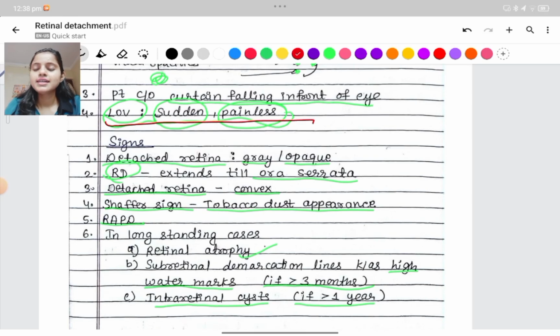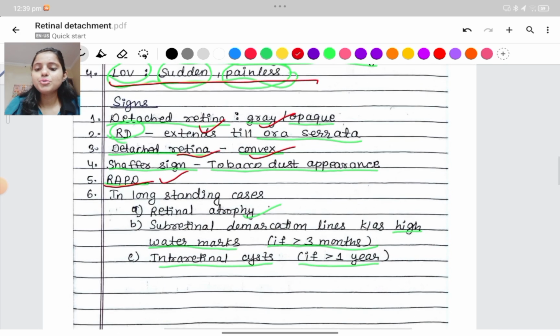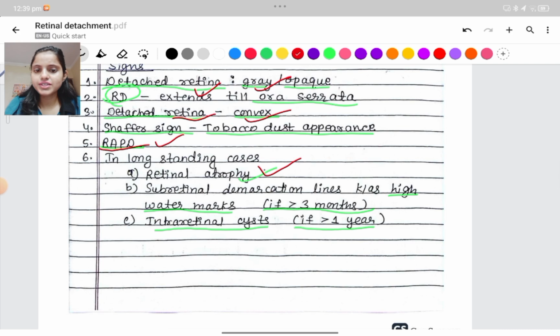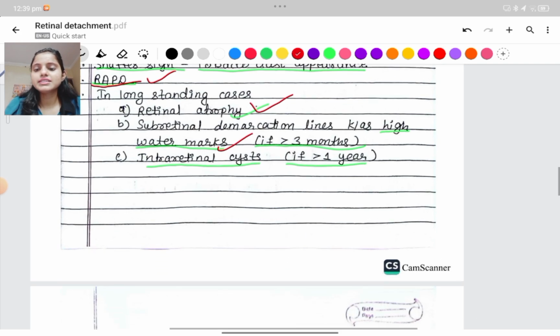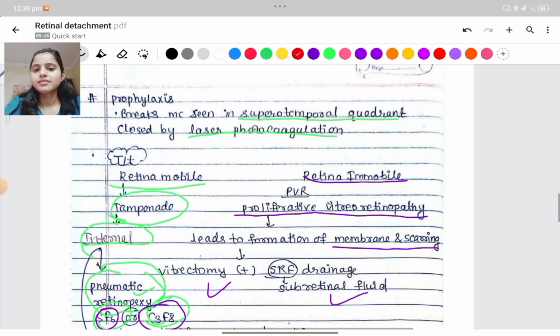In the signs, detached retina will appear grey. Retinal detachment extends till the ora serrata. Detached retina will be convex. Shafer's sign means tobacco dust appearance. Relative afferent pupillary defect. Long-standing retinal atrophy. Subretinal demarcation lines known as high water marks. Intraretinal cyst. For the prophylaxis, we can do the laser photocoagulation in the superotemporal quadrant.